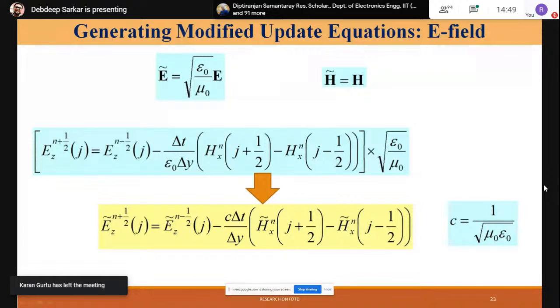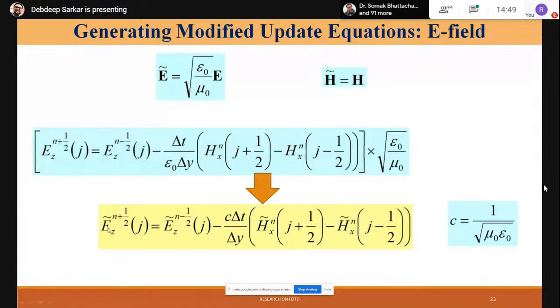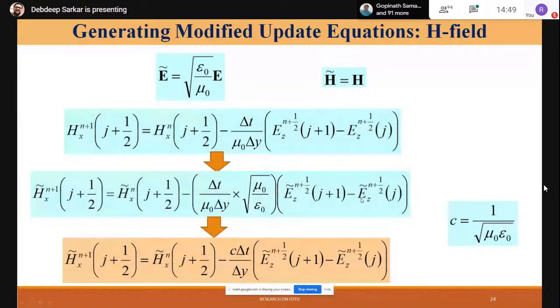So now our transformed equation looks like this: Ez tilde in terms of that in the previous time instant. And here, this thing has been modified into C delta T upon delta Y, and H we keep the same. So again, we can simply replace the Hx in terms of the H tilde.